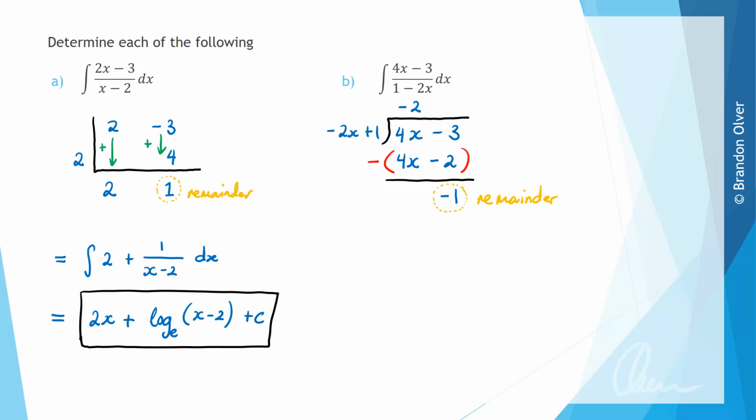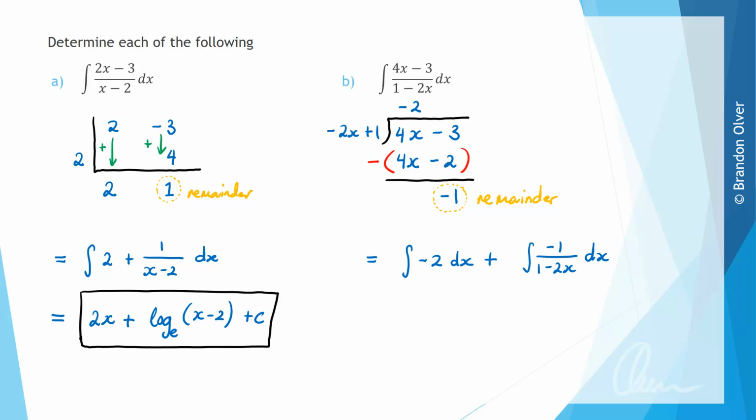Now that we've done that, this tells us that the original integral can be written as the integral of negative 2, that's this negative 2 that was on top of our long division setup. For this one, I'm just going to split up the integrals. So we're going to have negative 2 dx plus the integral of negative 1, the remainder, over 1 subtract 2x, with respect to x. Now if we look at that fraction, it almost looks like the derivative of the bottom line, which is negative 2, is on the top line, but it's not quite.